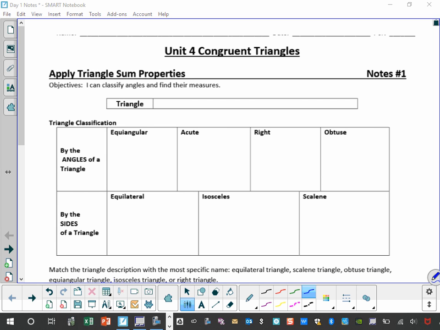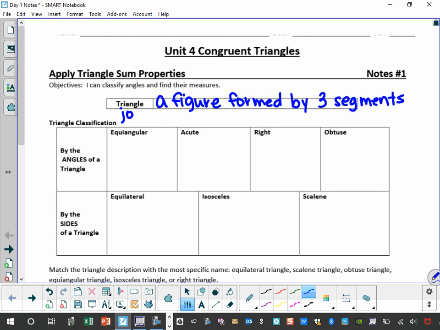Alright, so a triangle. We're going to talk about the properties of triangles. A triangle is a figure formed by 3 segments joining 3 non-collinear points. I know I didn't give you enough space, so just write right under this box if you want to.